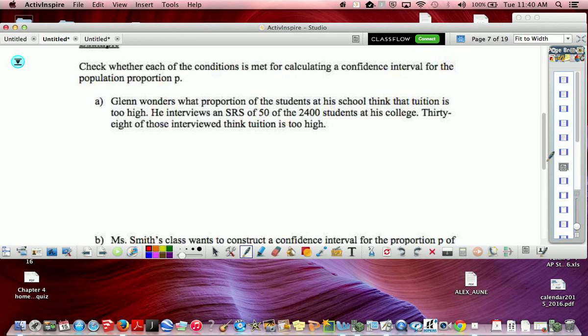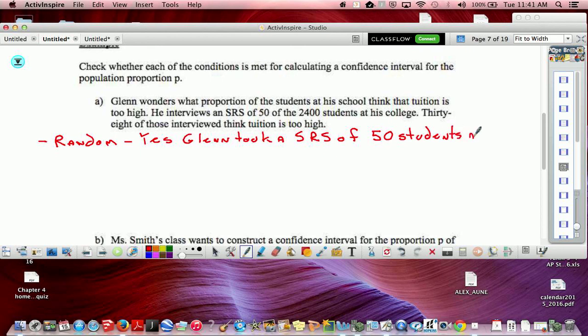So the first thing I want to check is, is it random? Is this condition met? Yeah. What did he collect? Yes. Glenn took a simple random sample of 50 students at his school.